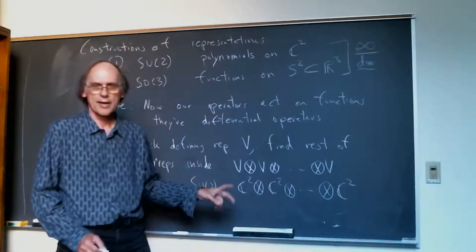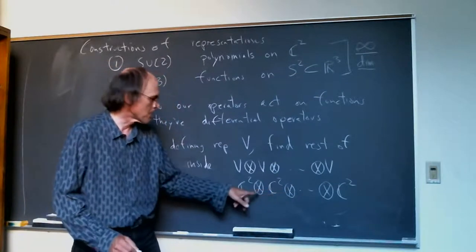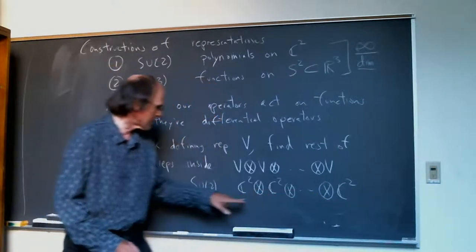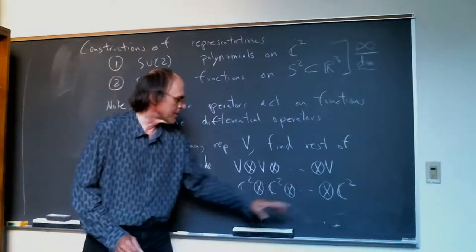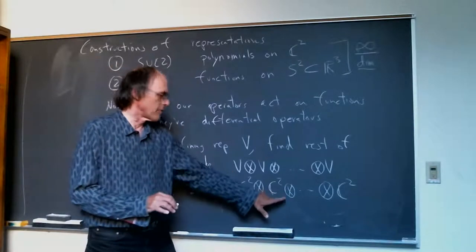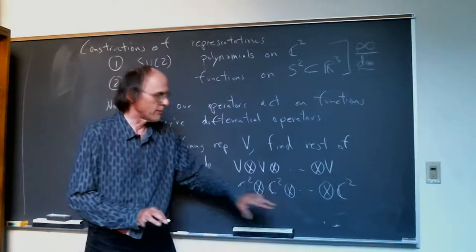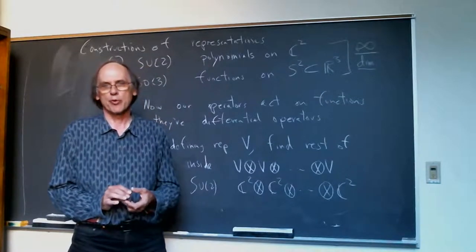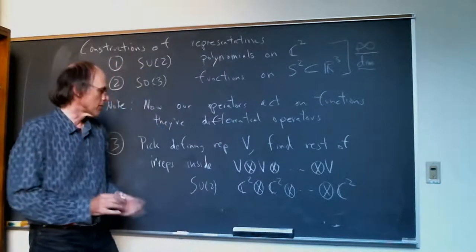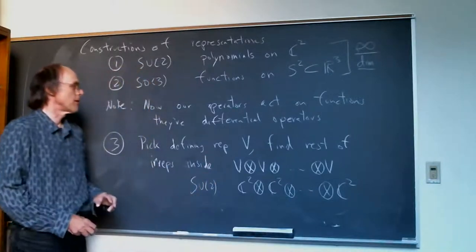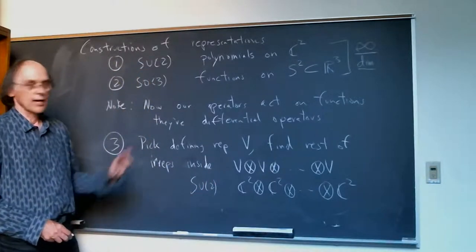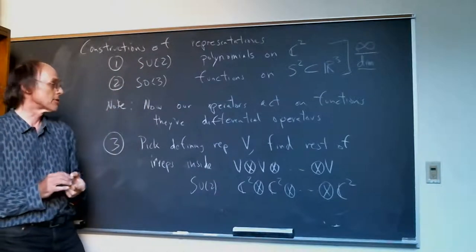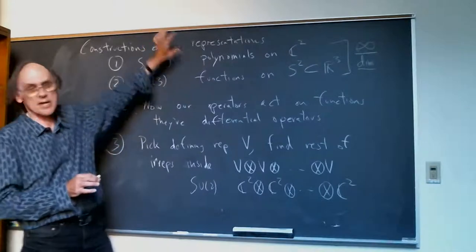What makes this kind of difficult is that this will be a representation of SU2 also, but it's not an irreducible representation. So how this breaks up into irreducible pieces becomes a hard problem you have to work out. I'll get to this. But these are pretty much the main constructions that you might see that somebody will actually use to produce these irreducible representations of SU2.